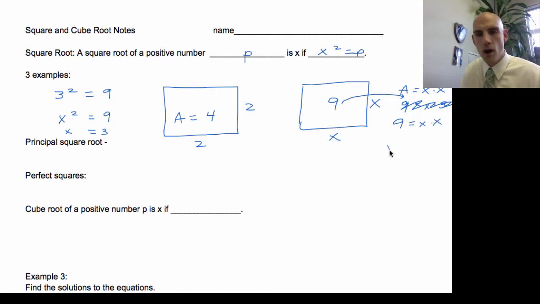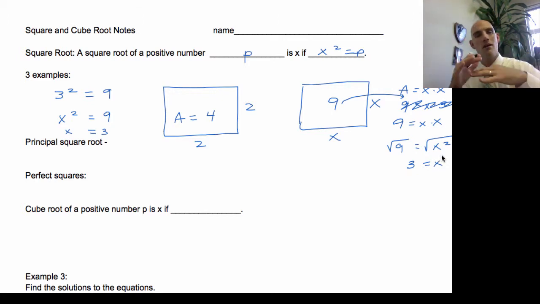Well, the square root, which is shown by the symbol, of 9 is equal to the square root of x squared. 3 equals x. Okay, so that's the nature of the square root. It means it will be the size of a square, the two things that are multiplied together to get you that number.